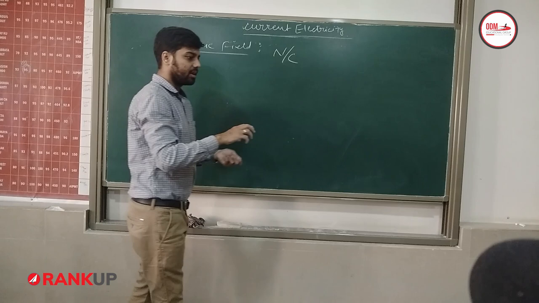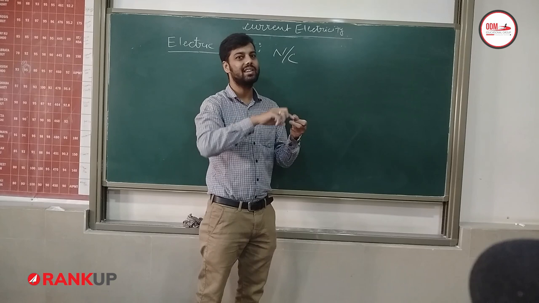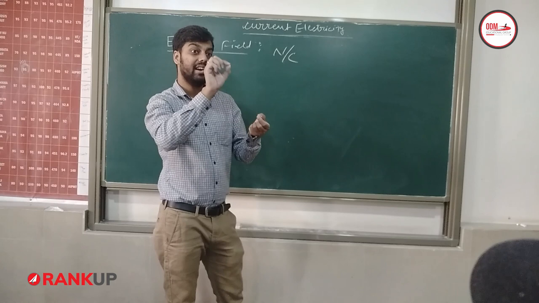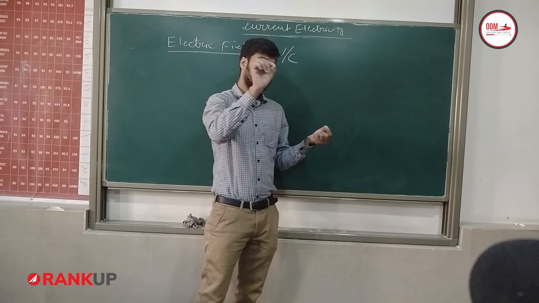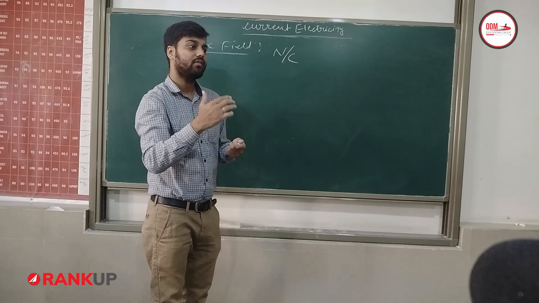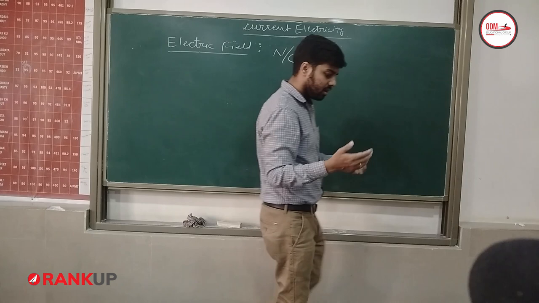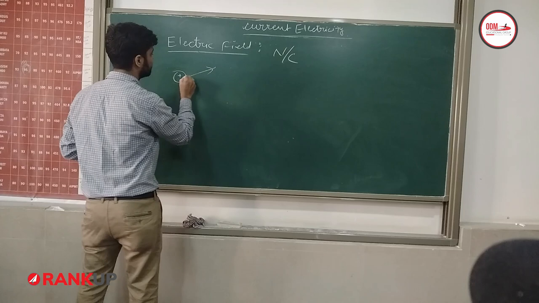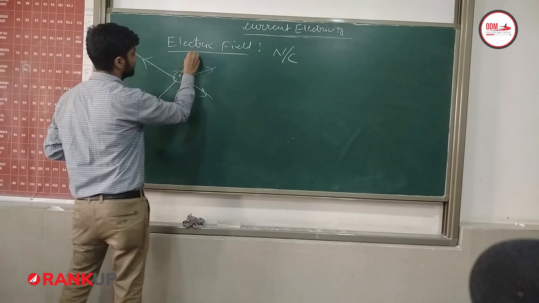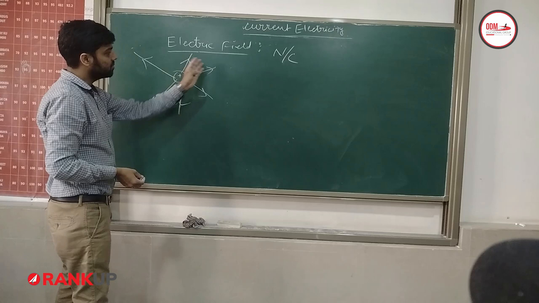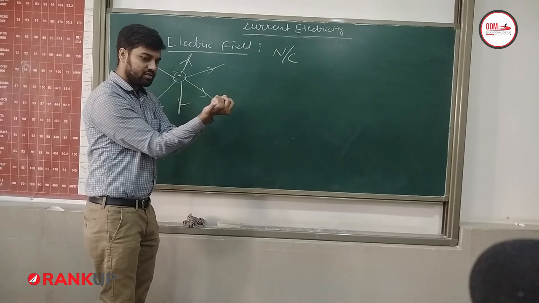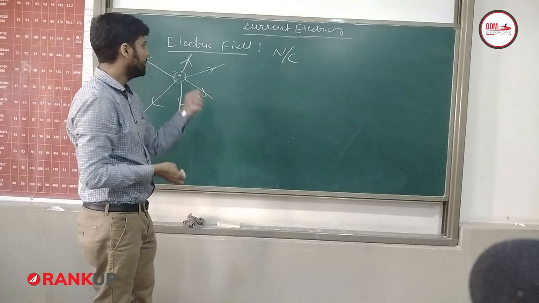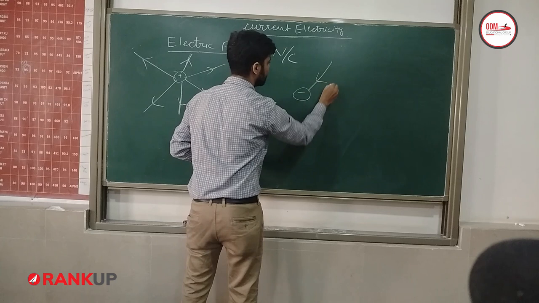There is an imaginary line. The tangent to the line at a point represents the direction of the electric field at that point. The electric field lines from a positive charge always come outward and go to infinity. If there is a positive charge here, the electric field lines go outward from it. So these are straight lines. If it is a negative charge, the electric field lines will come like this towards the middle.